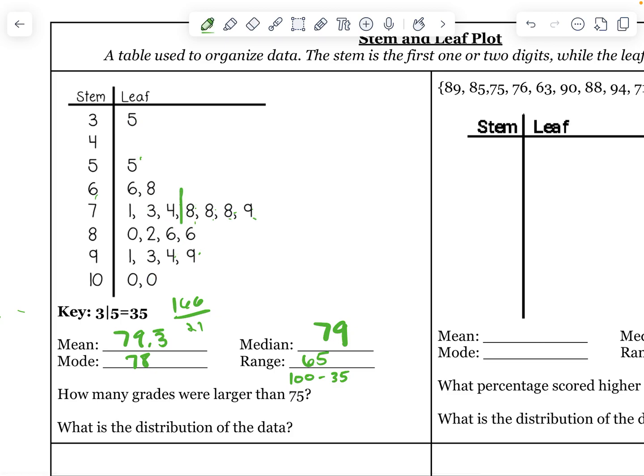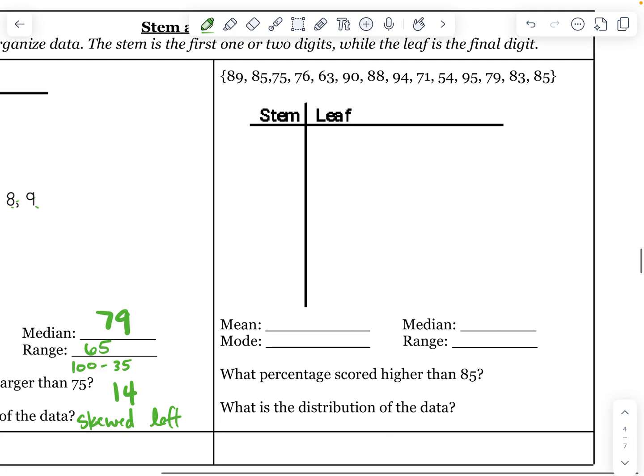All right, how many grades were larger than 75? 1, 2, 3, 4, 5, 6, 7, 8, 9, 10, 11, 12, 13, 14. Distribution of the data, no skew. Well, I mean, that's an outlier. I guess my median is a little higher than my mode, so we're going to say skewed. Let's see if it's smaller. That's going to be skewed left. It's on the bottom.